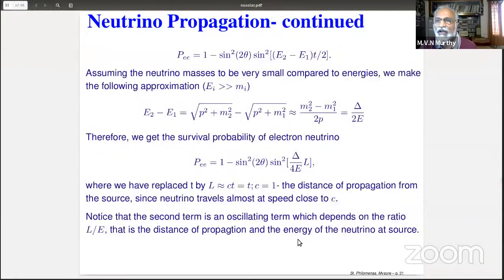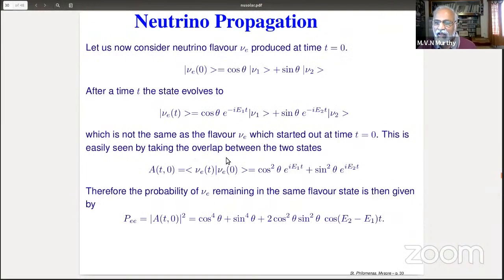So let us go ahead with this. You can write this probability in a nice form. What you do is you take cos^4 theta plus sin^4 theta plus 2 cos squared theta sine squared theta, and you can write this cos as 1 minus 2 sine squared of (E2 minus E1) t by 2.